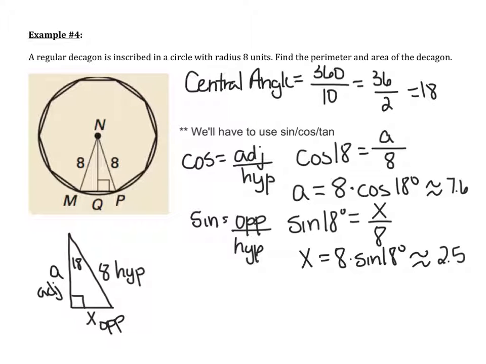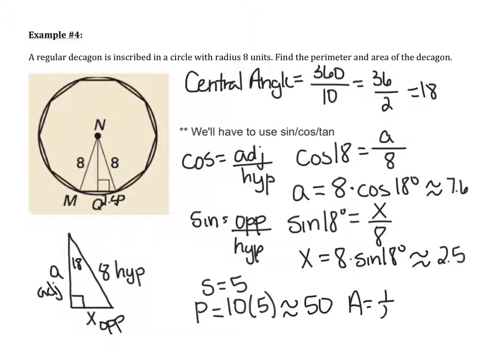So if this side length right here is 2.5, remember we have to double it to find one side length of the polygon. So if this is 2.5, one side length, let's call it S, would be 5. So to find the perimeter, we would take the 10 sides that we have times the side length of 5 that we found. Since I rounded to get this 2.5, I'm going to say the perimeter is about 50 units long. And for the area, we're going to do 1/2 times the apothem, which we found was 7.6, times the perimeter, which we found is 50.